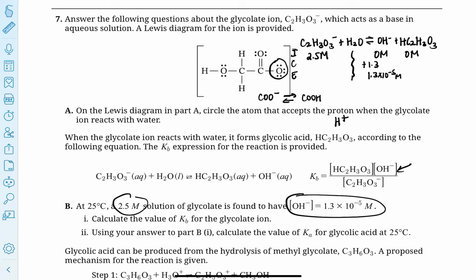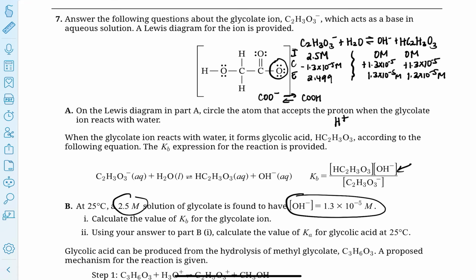So I'm just going to put this value in for my ice box here. So that means for the glycolic acid, the conjugate, it's the same thing. So it'll increase by the same amount, and I'll have the same amount at equilibrium. And that means my glycolate will decrease by 1.3 times 10 to the minus 5 M. Remember that reactants will always decrease and products will always increase, and that will give me 2.499.